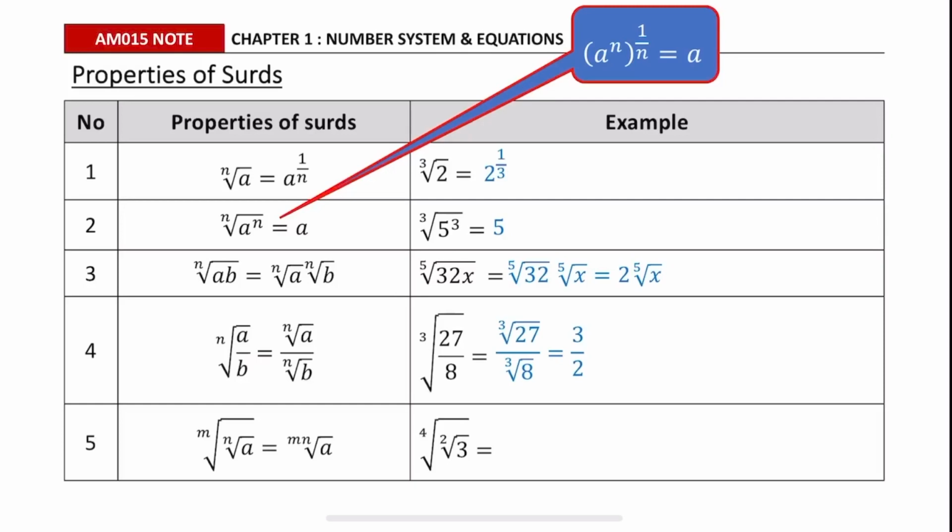which then can be simplified to 3 over 2. The last property is the double surd, where the mth root of nth root of a can be expressed as a single surd where we multiply the index. For example, fourth root of square root of 3 is equal to 8th root of 3.